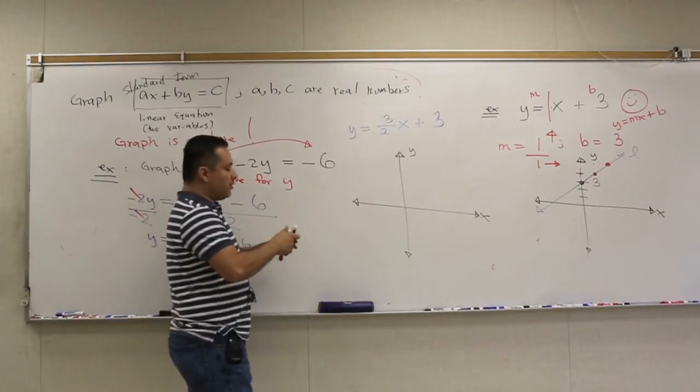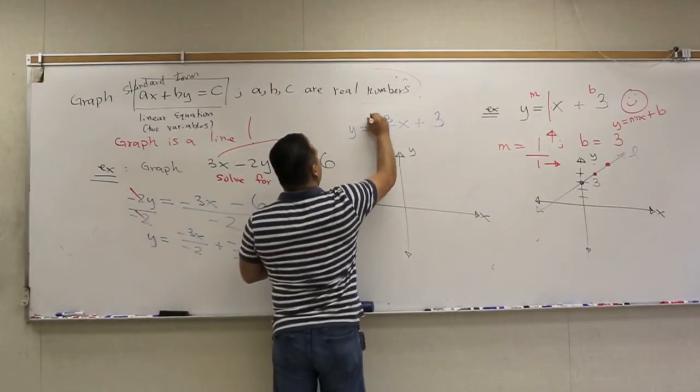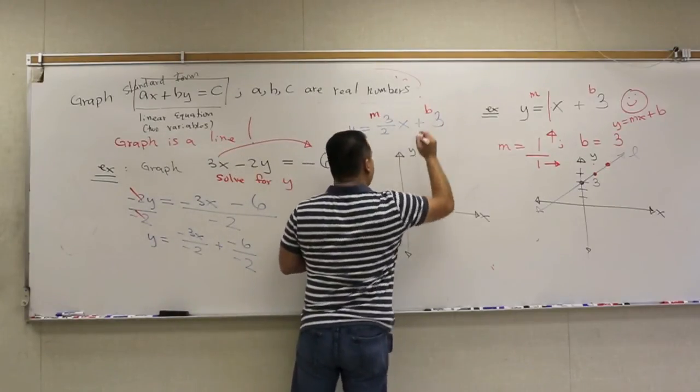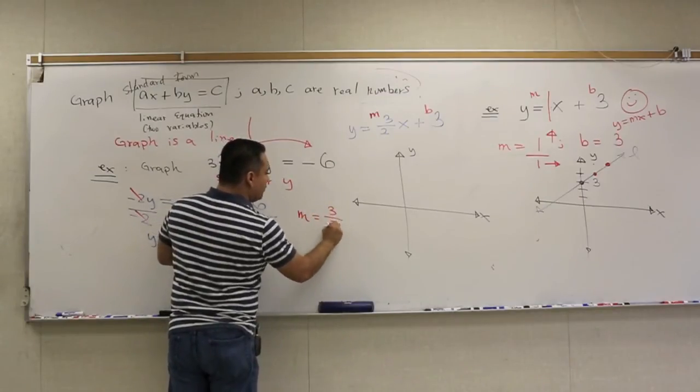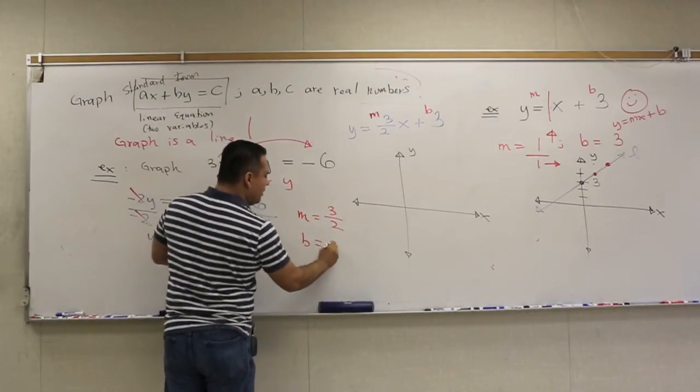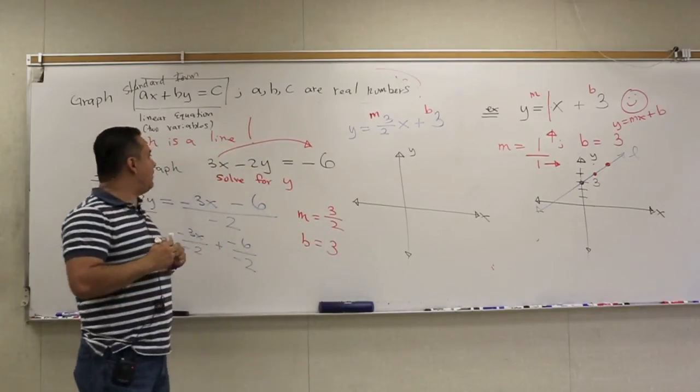What do you guys think? What's your slope going to be? 3 over 2. What's your y-intercept? So I'm going to put my slope is 3 over 2. My y-intercept, boy, I don't know. The number 3 showed up a lot today.